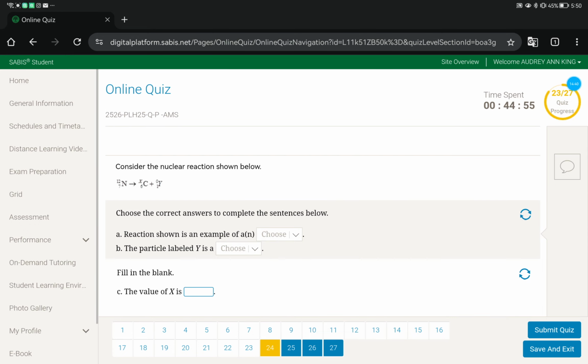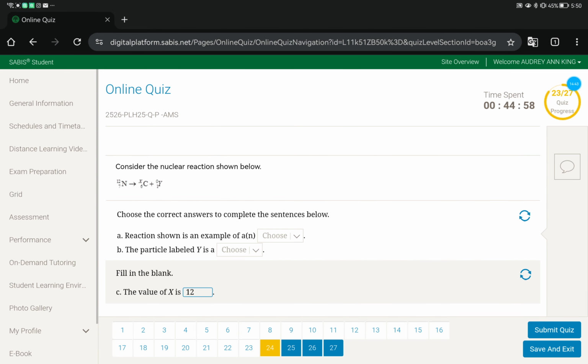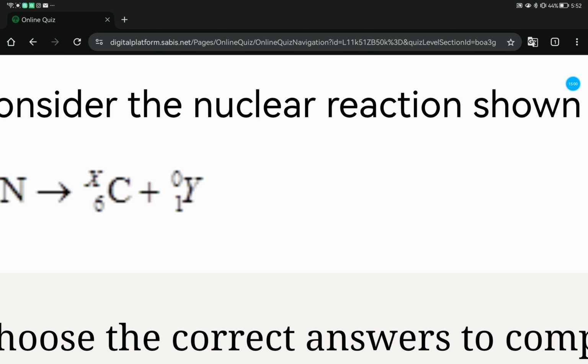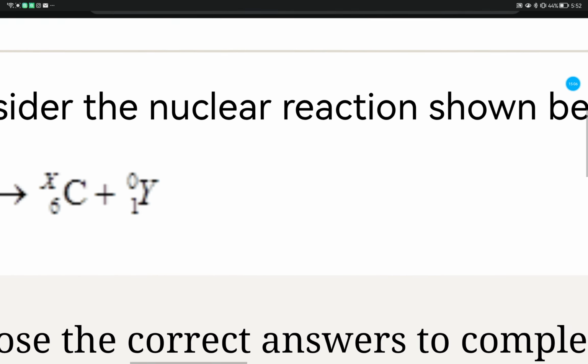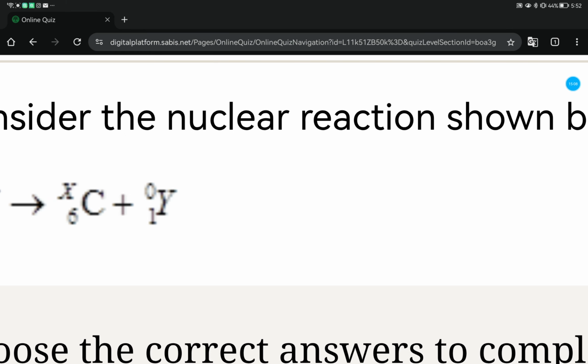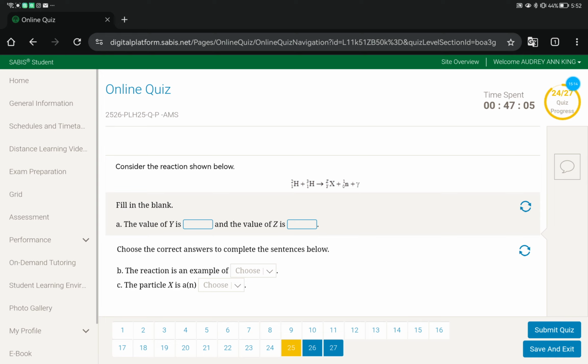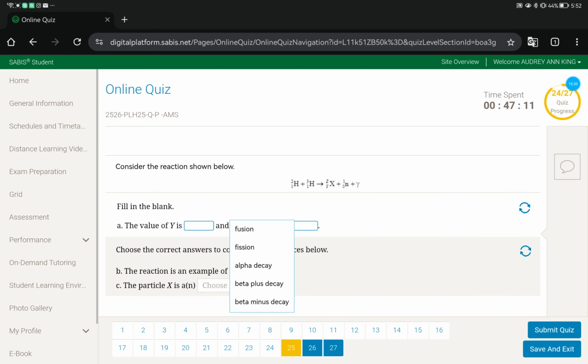The reaction shown is an example of... I feel like we did this before. I think we did part C before for sure. So I'm just going to write 12. The reaction shown is an example of... Okay, so this reaction is an example of beta plus decay, and the particle labeled Y is a positron because the atomic number is 0 and the mass number is 1, I think. Yeah. So that's why it's a positron.